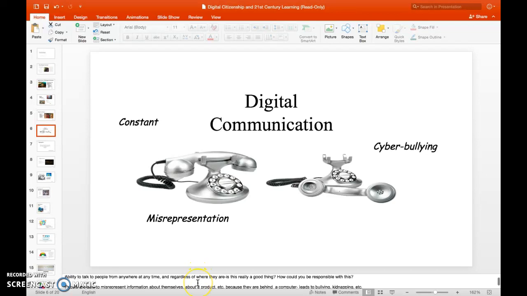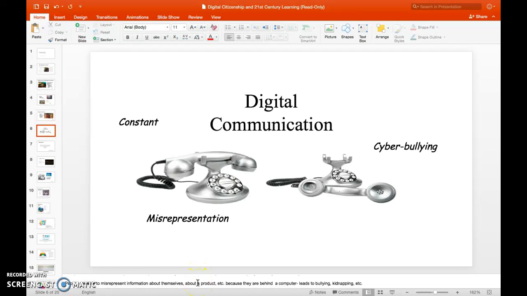They are hiding behind a computer, so they do not have to be honest about who they are or what they're selling. So this leads to things like kidnapping to an extreme extent, but also cyberbullying. People use this as an excuse to say rude things to other people because they can't be found and they are not a person anymore. They're hiding behind a screen.